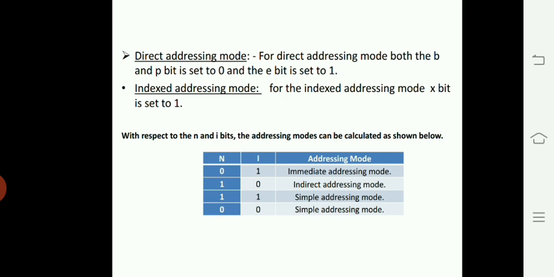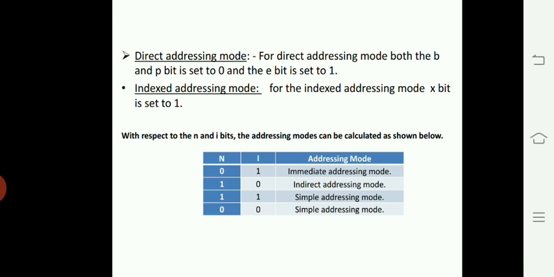The next addressing mode is indexed addressing mode. For indexed addressing mode, the X bit is set to 1. So in the instruction format, the X bit set to 1 means the addressing mode is indexed addressing mode. In case of indexed addressing mode, the target address is calculated by adding the displacement with the content of an index register.